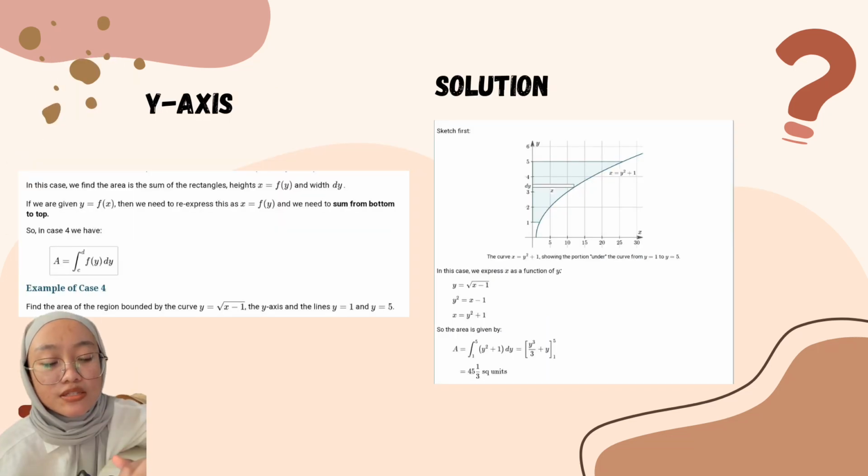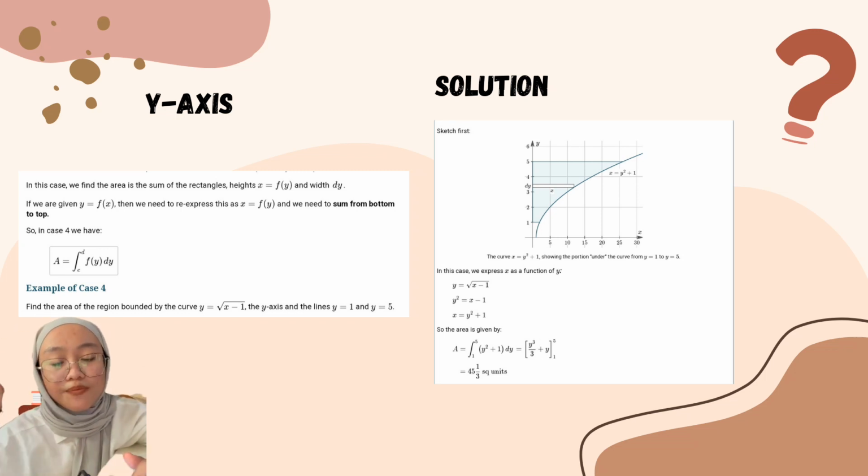Okay, untuk y-axis punya solution pula, soalan dia, find the area of the region bounded by the curve y equal to square root of x minus 1, the y-axis and the line y equal to 1, y equal to 5. Dia dah bagi tu y equal to 1 dengan y equal to 5. Maksudnya y equal to 1 tu yang a, y equal to 5 tu yang b. Ini kegunaan dia untuk dalam yang bentuk ular tu.